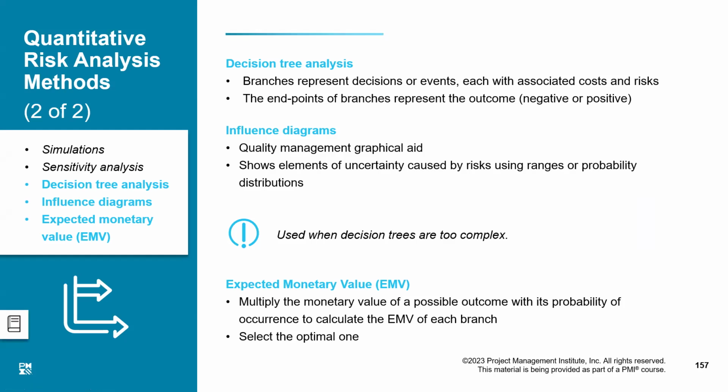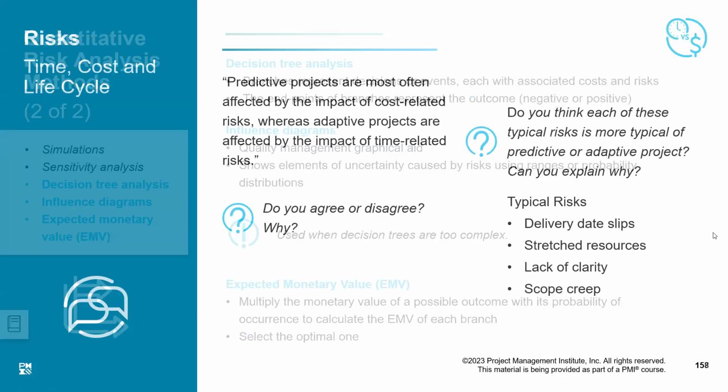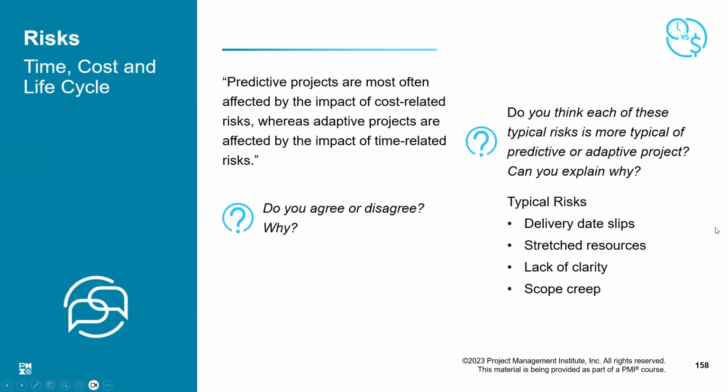So for quantitative risk analysis, we have got various tools. We have got decision trees and tree analysis, influence diagram, if decision trees can't serve our purpose, and we have expected monetary value. Risks, time, cost, and life cycle. Predictive projects are most often affected by the impact of cost-related risk, whereas adaptive projects are affected by the impact of time-related risks.